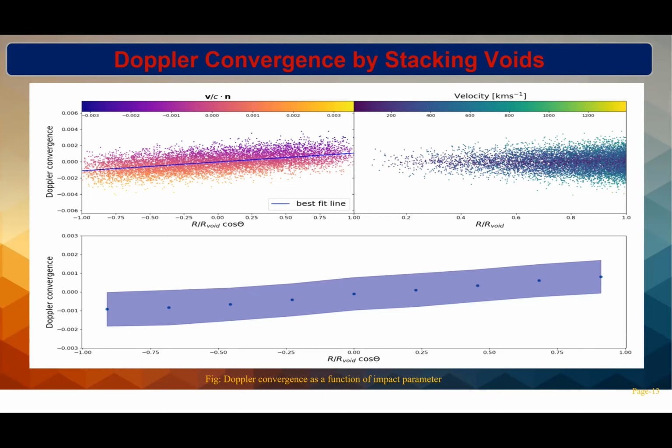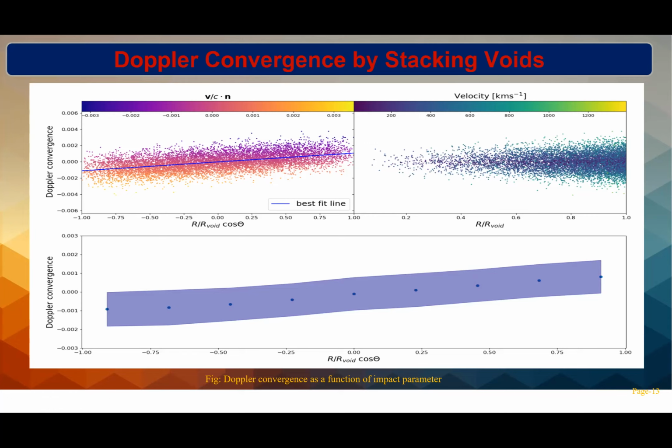After that, we calculated the vector between the center of the voids and the observer and the center of the voids and the halos. And from the dot product of these vectors, we can calculate the cosine theta, where theta is the angle between the line of sight and the line connecting the center of the void to the center of the halos. Finally, we stacked Doppler convergence values for voids having radii 20 to 25 megaparsec per h. And this figure shows the results of that analysis.